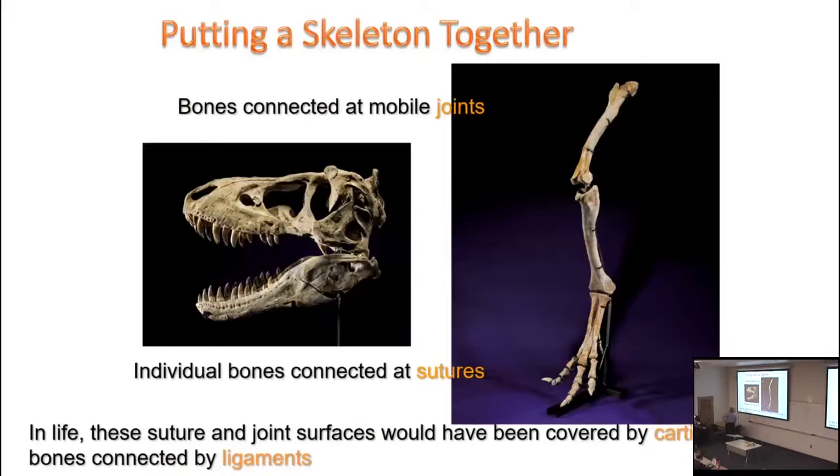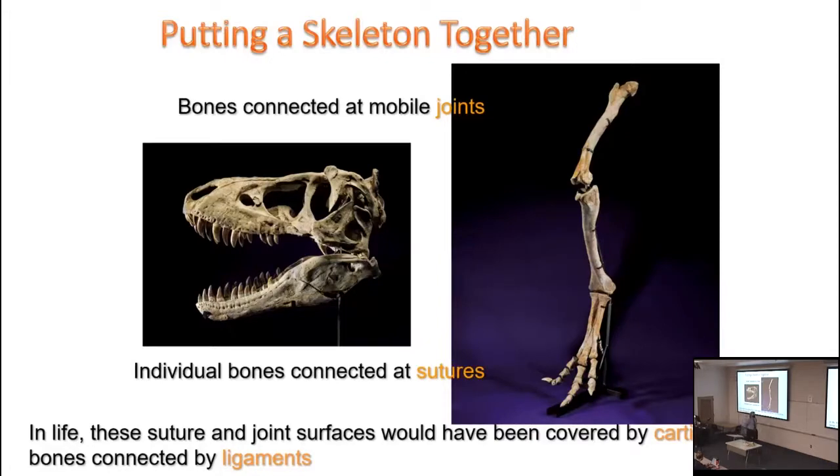Now, the skeleton is interconnected. Well, first of all, bones are connected at either mobile joints, so a connection that moves, or at sutures, which might be more or less mobile. So, for instance, the sutures of our brain case are not particularly mobile. Let's say hopefully not, especially as adults. Whereas the bones in our leg hopefully do have joints between them to allow our legs to move.